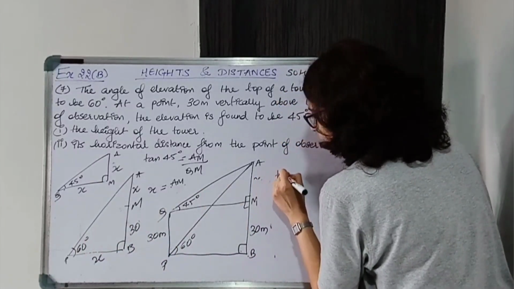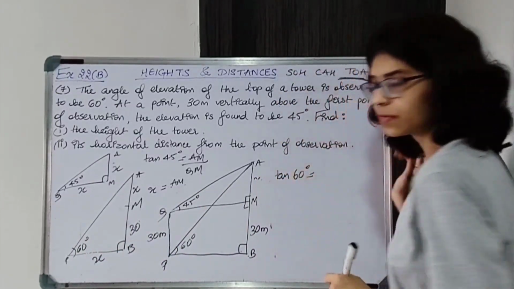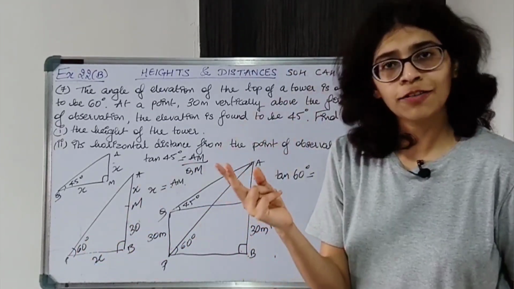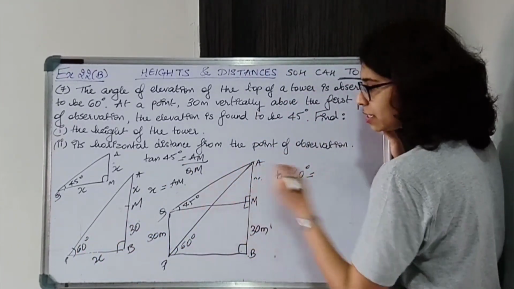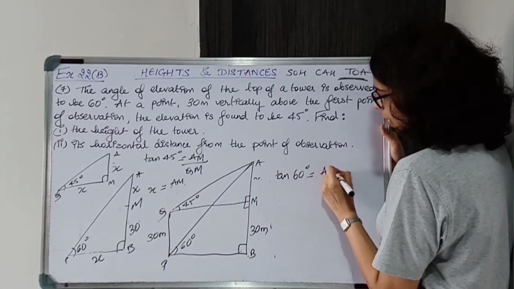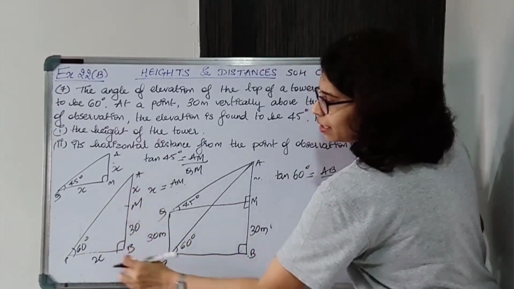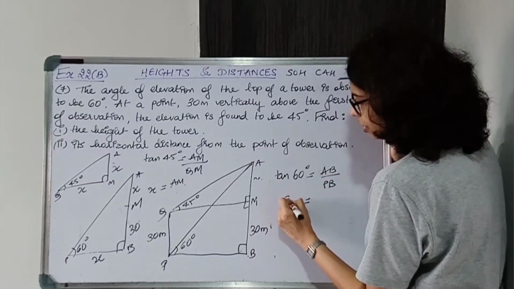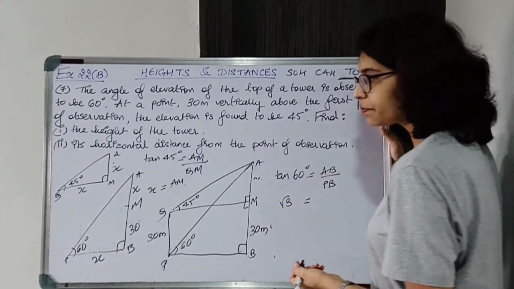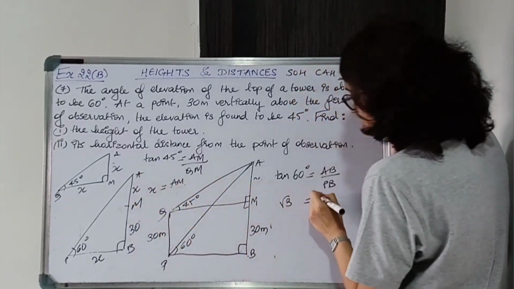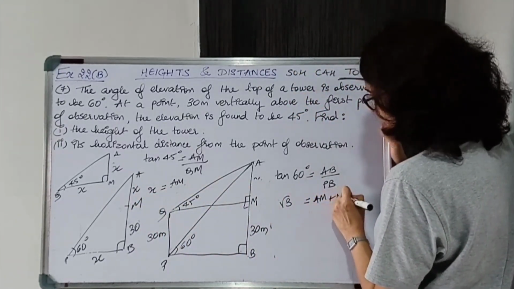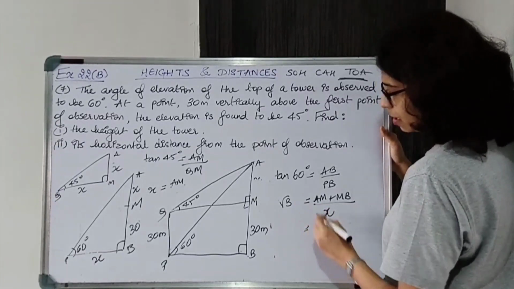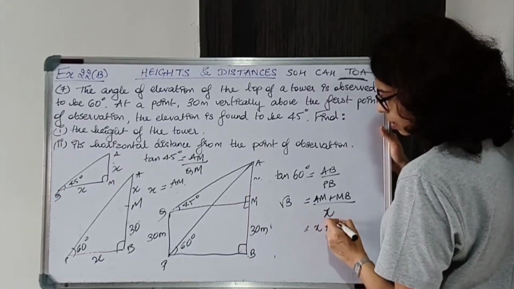So we will take tan of the angle, tan 60. Okay, the relation between opposite and adjacent of the angle you get from tan of the angle. So tan of the angle is opposite AB, the opposite of the angle, over the adjacent PB. tan 60 is √3 from the standard value table. Okay. Now split this AM plus MB upon PB which is X. AM is X, MB is 30.